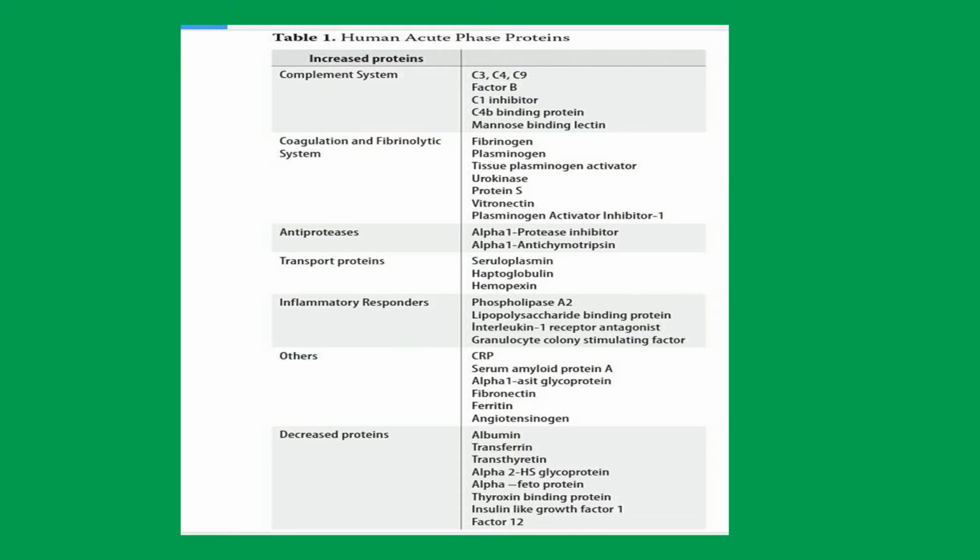We have your transport proteins like your ceruloplasmin, haptoglobin, and hemopexin. And of course, we have other inflammatory responders, and we have the CRP, fibronectin, ferritin, angiotensinogen. Take note that the decreased proteins again are your albumin and transferrin, along with your transthyretin, thyroxine binding protein, insulin-like growth factor 1, and factor 12.